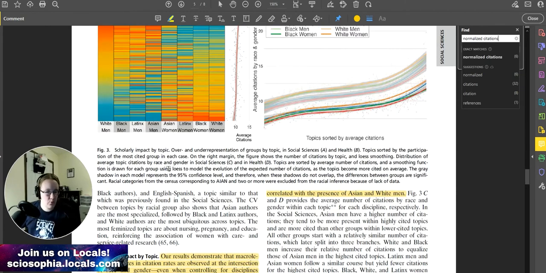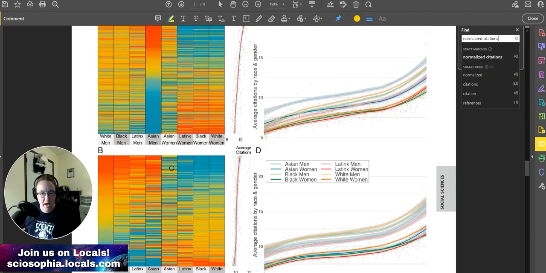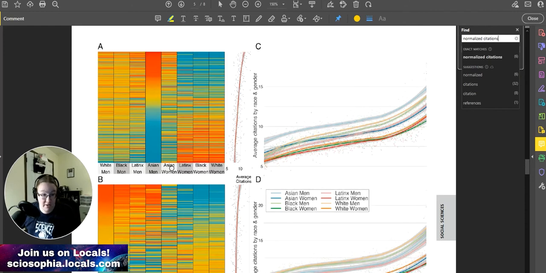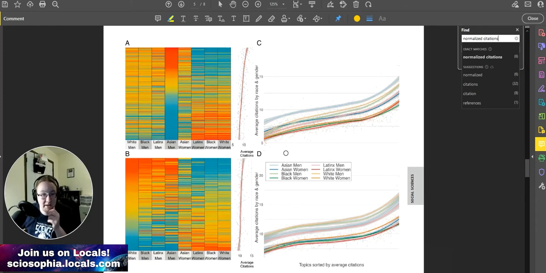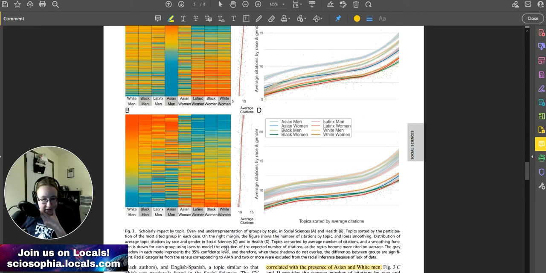Okay, this graphic I wanted to point out because this graphic is a prime example of a horrible graphic to read. I had to point it out because this graphic is absolutely abysmal in attempts to read it. Scholarly impact by topic in here. Over and under representation of groups by topic in social sciences and health. Again, social sciences and health.